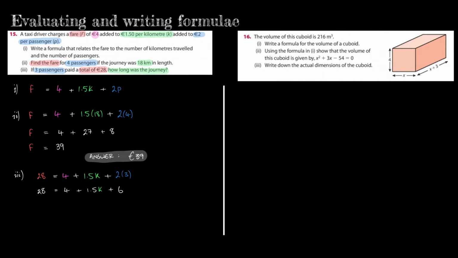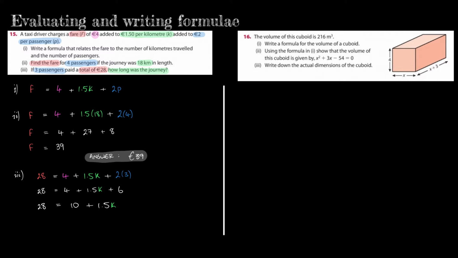So I'll just simplify that. 28 is equal to 4 plus 1.5k plus 6. And if I simplify that by collecting my like terms, I'll end up with 28 is equal to 10, because if I add 6 and 4, I get 10, plus 1.5k. I then need to solve, and I'm sure people will find this easy at this stage.